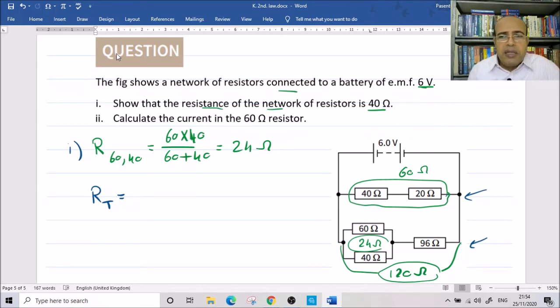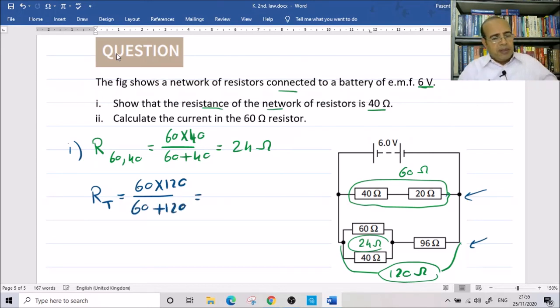So R total equals 60 multiply 120. We use R1 times R2 over R1 plus R2, over 60 plus 120. We use the calculator. The answer is 40 ohm. So we finish part 1.